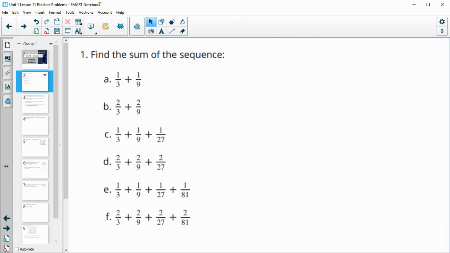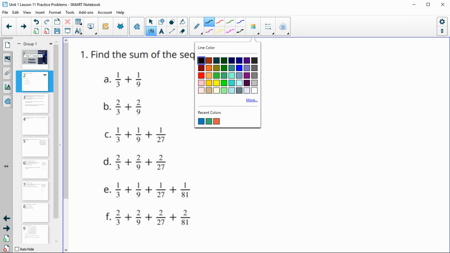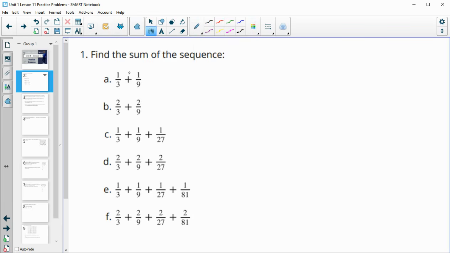So this first one just asks us to find the sum of the sequence. Remember, when we are adding fractions, we need to make sure that we have common denominators. So we see that we have 1/9. We're going to have to turn 1/3 into ninths. That's going to be to multiply by 3/3. So this is going to be 3/9.